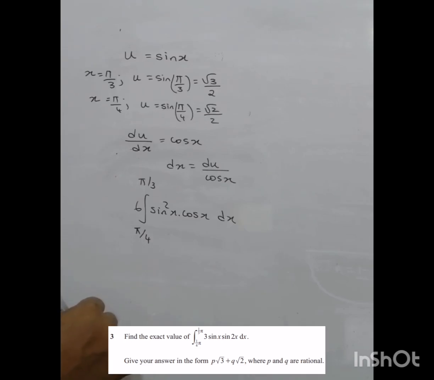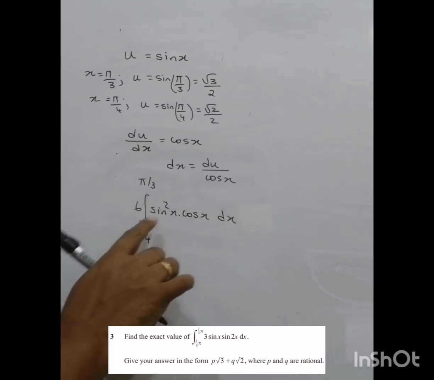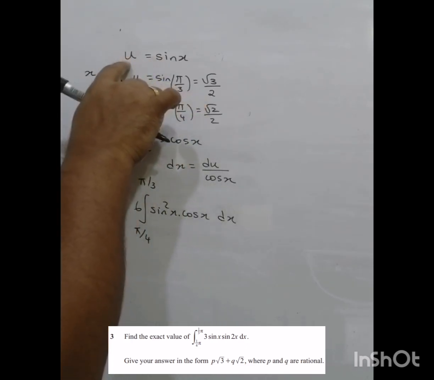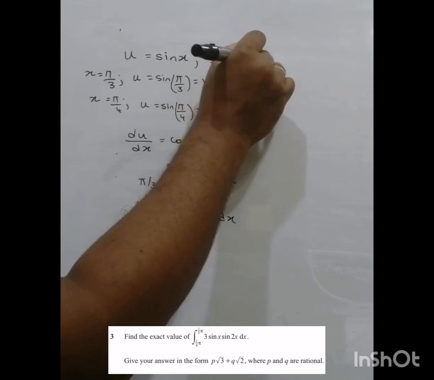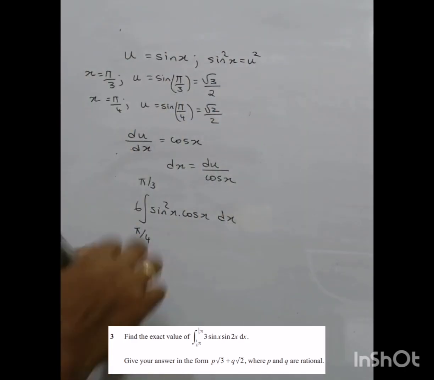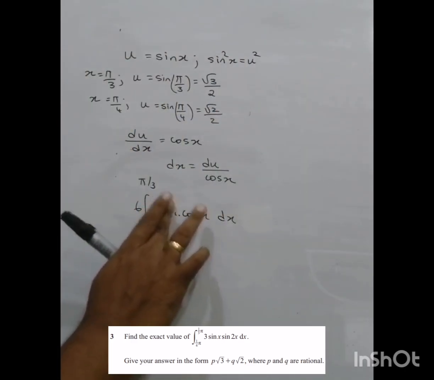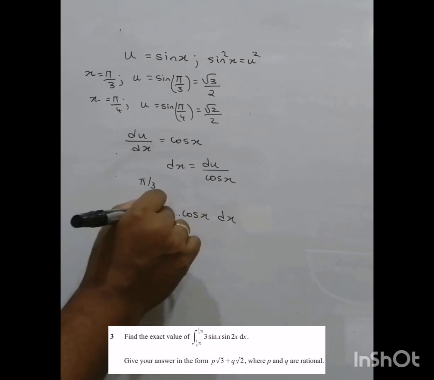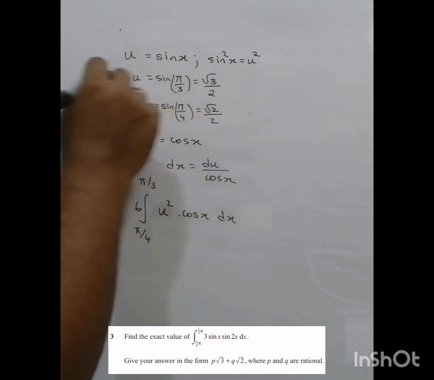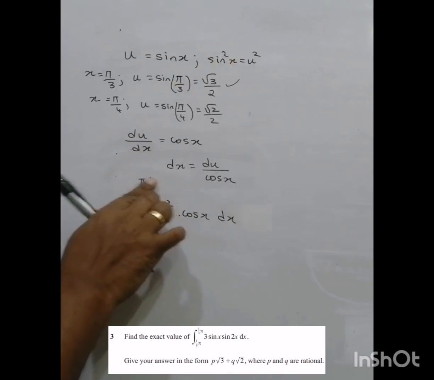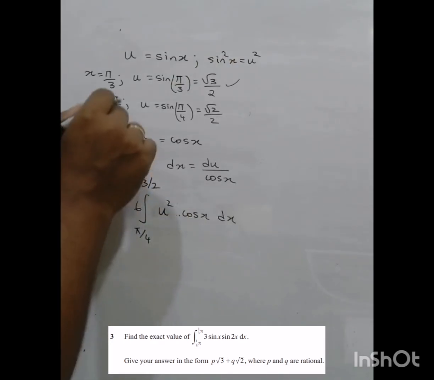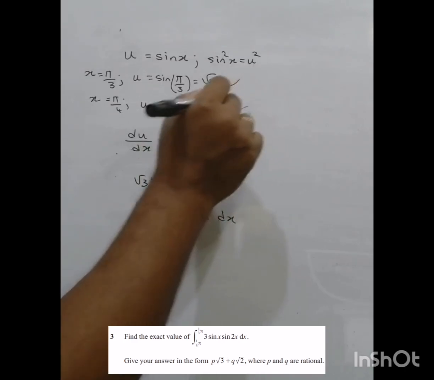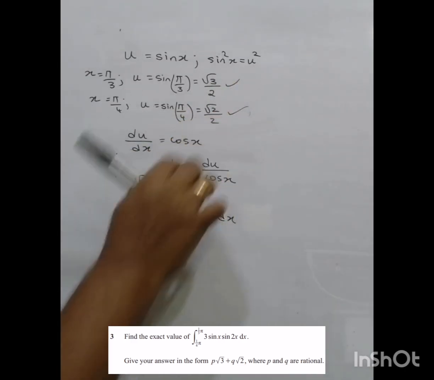wherever possible. So here we would have 6, and in place of sine, sine of x is going to be u. So sine squared x would be u squared. So we can put u squared over there in place of sine squared x. The upper limit is going to be root 3 over 2, so we'd have root 3 over 2 here. The lower limit is going to be 1 over root 2. After rationalizing, you get root 2 over 2.